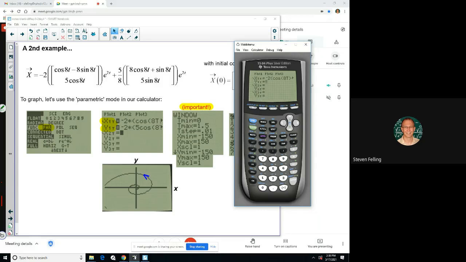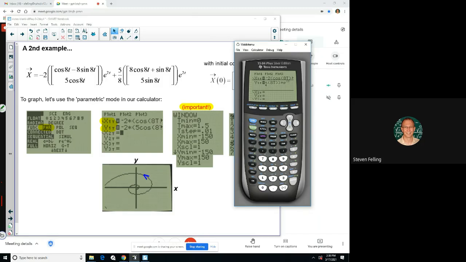And then we can put the parametric equation for the y in there. So by doing the bottom row here, this is going to be -2, and then we've got parentheses, and we've got 5 times cosine of 8t, close the parentheses for the cosine, close the parentheses, times e to the 2t. Okay. And then for the second term, we've got plus 5/8.